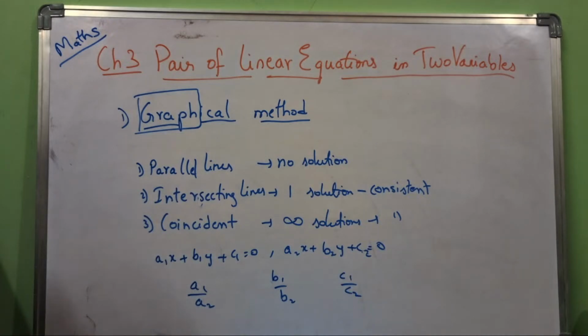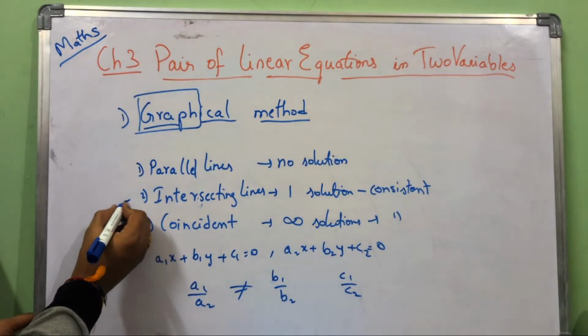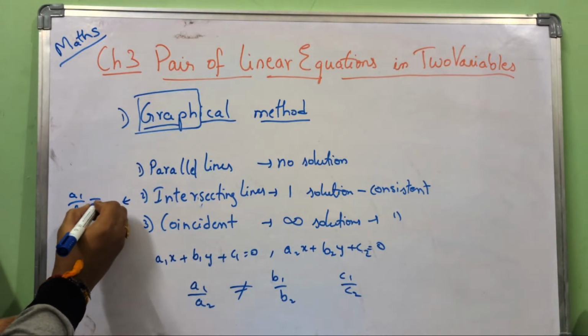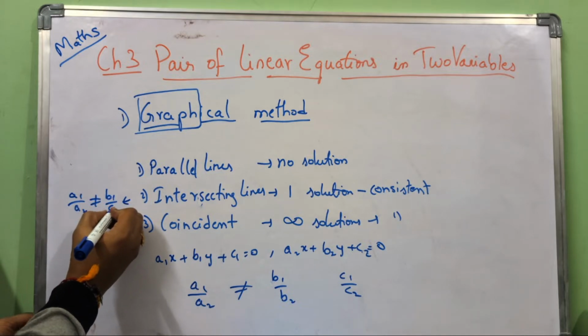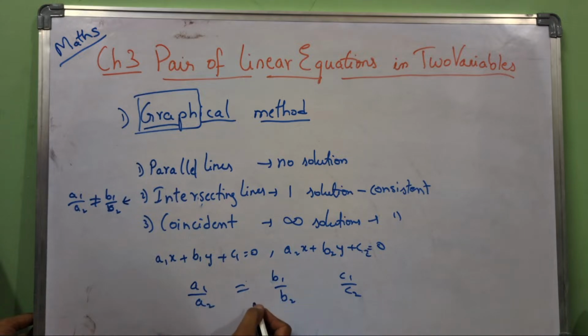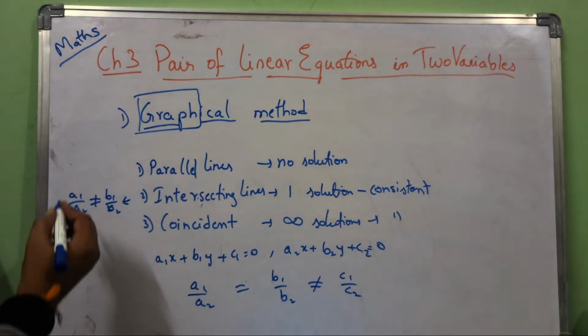If a1/a2 is not equal to b1/b2, there is no need to check c1/c2. If these 2 are not equal, then we say that it belongs to intersecting lines. That is, a1/a2 is not equal to b1/b2. Suppose a1/a2 is equal to b1/b2 and it is not equal to c1/c2. So this is the condition for parallel lines.